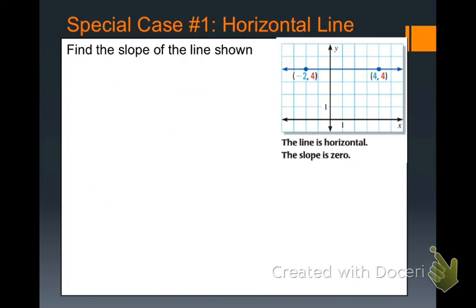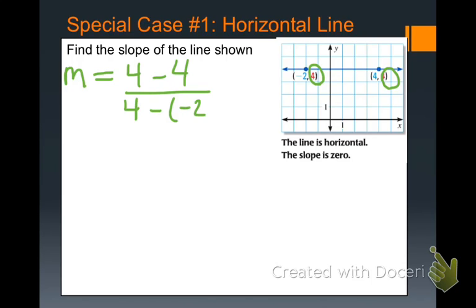Okay, so we've talked about horizontal and vertical lines before, but now I want to talk about what kind of slope these lines have. So let's find it again, just like we did before. M equals y2, 4, minus y1, 4, over 4 minus negative 2. Well, on top, 4 minus 4 is 0. 4 minus a negative 2 is 4 plus 2, or 6. But 0 divided by anything is really just 0.